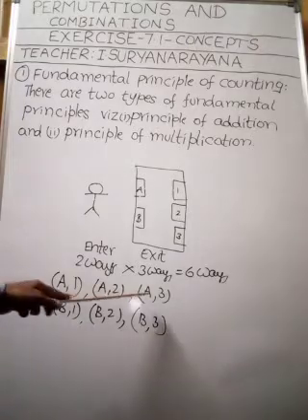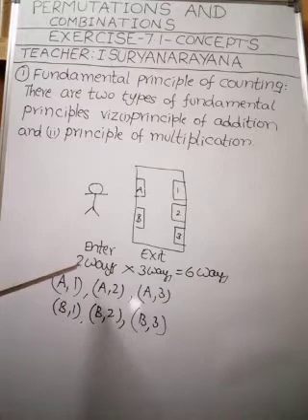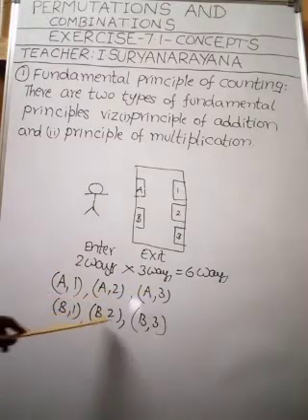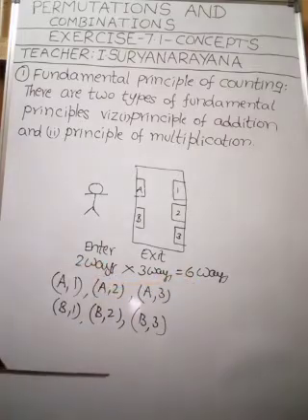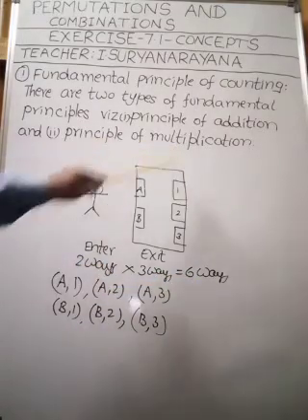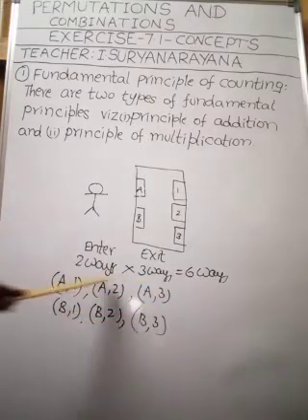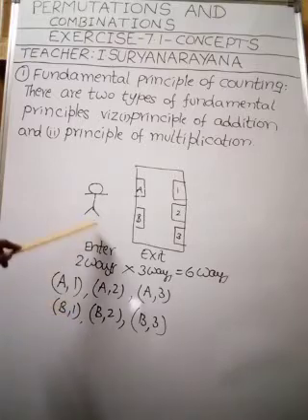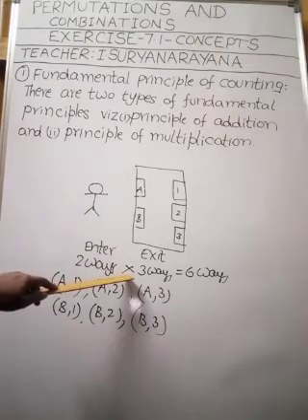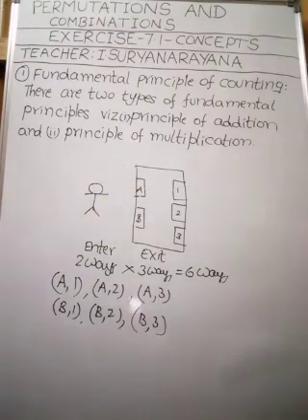So count how many ways he can do these jobs. 1, 2, 3, 4, 5, 6. So 6 ways. Okay, my children. How can you find it? The principle of multiplication. What is the operation done here to count the number of ways this person can do it? Multiplication.